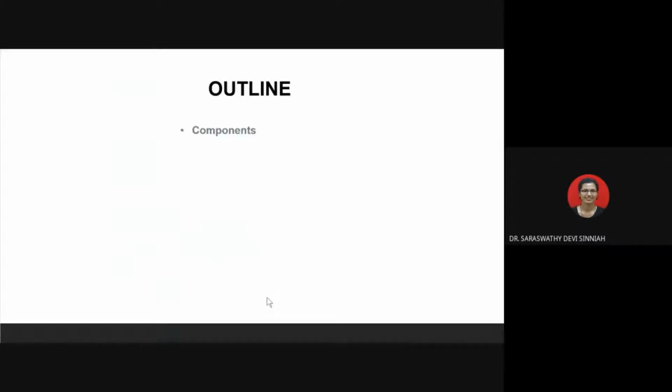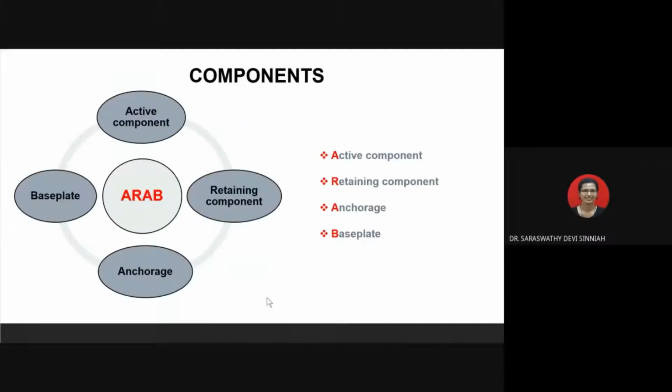The outline of the lecture will include the components of an appliance, materials and instruments, mode of action, advantages, disadvantages, and limitations. So let's get started with the components of a removable appliance. A removable appliance generally consists of 4 components with the acronym ARA, which are the active component, retaining component, anchorage, and base plate.